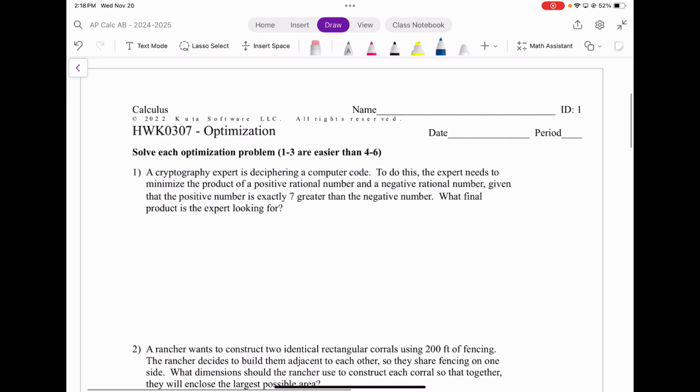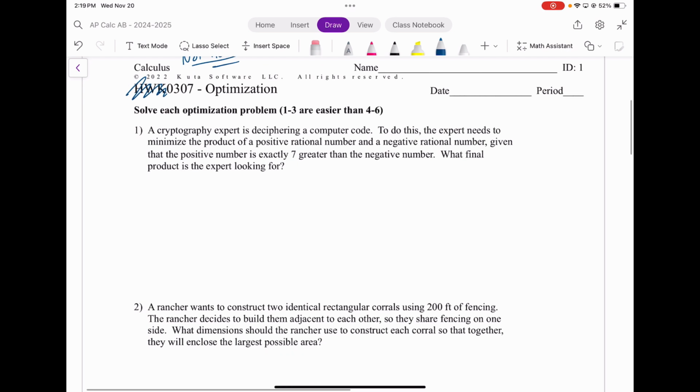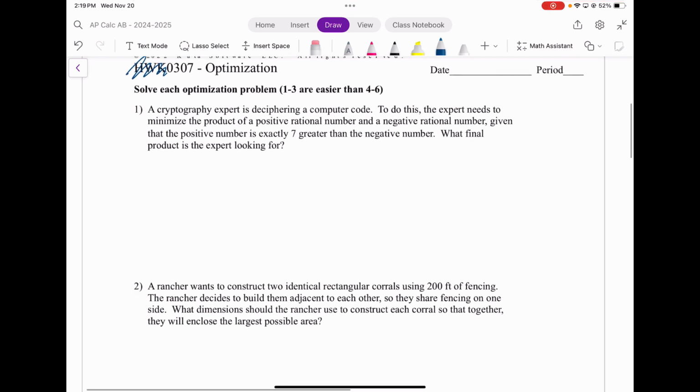This is an old homework that I used to give to AB students. I think I'm just going to use this for practice for you guys. So no, this is not homework. Scratch it out. Not homework. I want you guys to enjoy your Thanksgiving break. I'm not assigning anything over the break, but I do want y'all to get this practice in while we're in class.